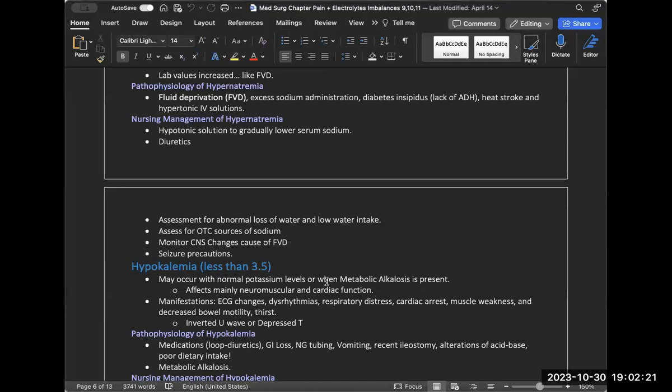Like I said, nursing management: seizures are the priority. We want to reduce salt intake, because they already have too much. We want to watch for mental status changes. So seizures are your priority, then mental status changes, and watch the blood pressure. And as a teaching point, we want them to reduce their sodium intake.